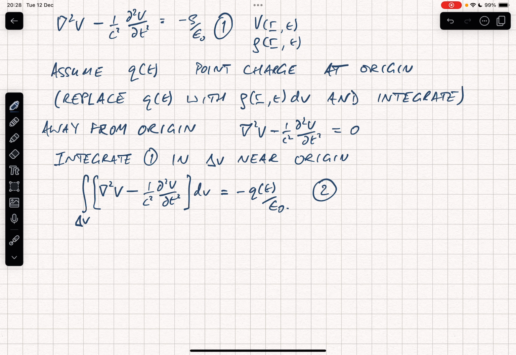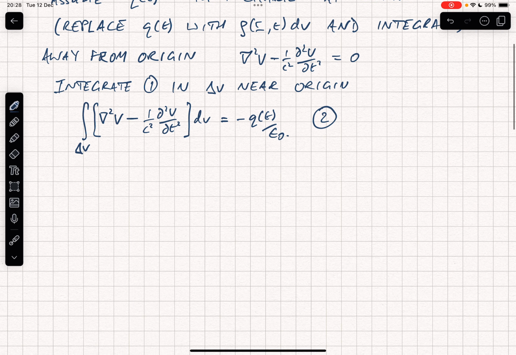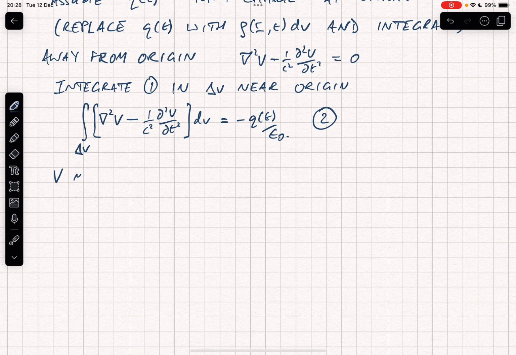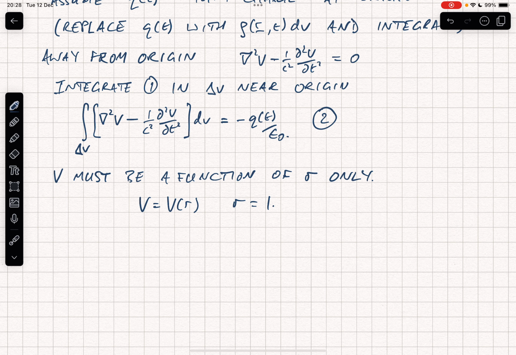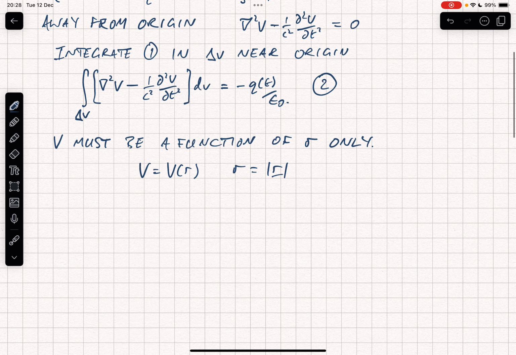Now we're going to develop a solution for V, and we start by noticing that V must only depend on the radial coordinate. That just comes from the symmetry of the situation. If you've got a single point charge at the origin, then there is nothing giving you any other form of dependence. So V is equal to V of r, where r is the magnitude of the position vector, it's the radial component.